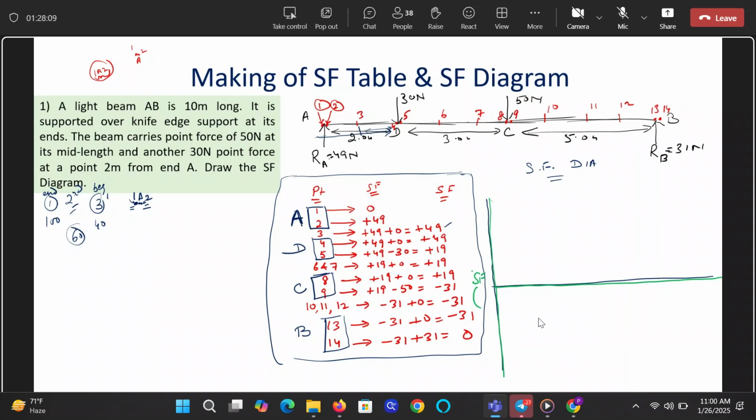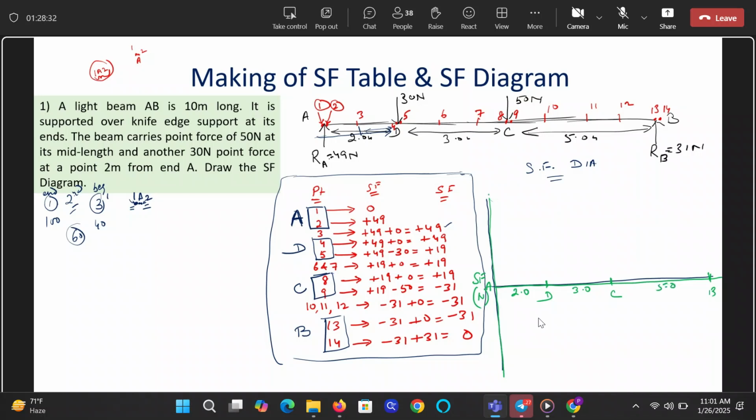What are the units of shearing force? Unit of force in this question are newtons. What is this end? A. What is this end? B. Obviously, midway between them is point C, and 2 meters from here is D. This is 2 meters to a scale. This is 3 meters to a scale. This is 5 meters to a scale.